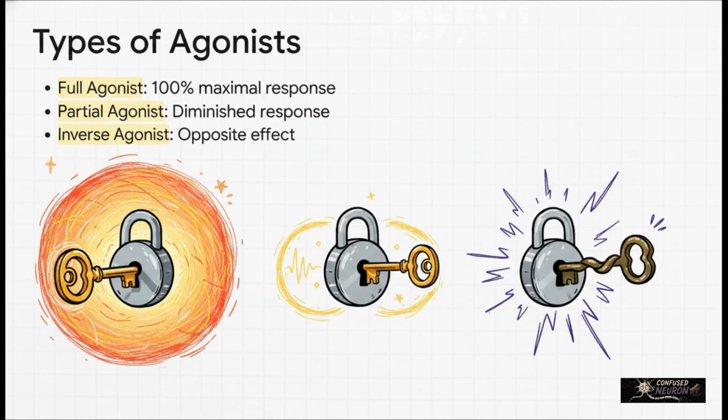Next is the partial agonist. It binds to the exact same lock, but it's just not quite a perfect fit. It only gets you part of the way there, giving you a diminished submaximal response. So its intrinsic activity is greater than 0, but less than 1. And then there's the inverse agonist. If a full agonist turns the volume dial up to +1, an inverse agonist turns the dial down to -1. It stabilizes the receptor in an inactive state and literally causes the exact opposite physiological effect of the full agonist.